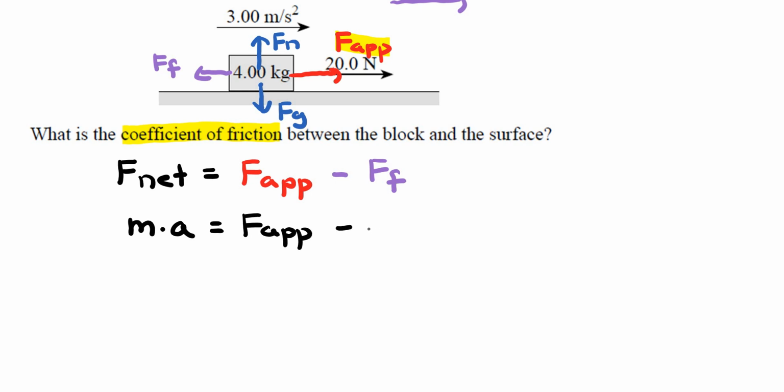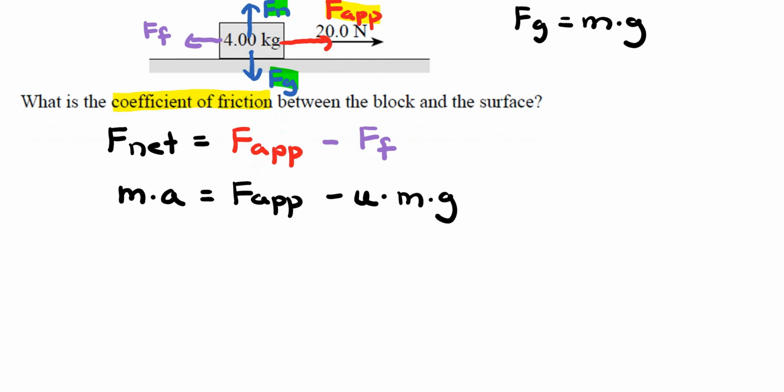minus, well, force of friction is the coefficient of friction times the force normal, and we know that the force normal, which I'm highlighting in green, is equal to Fg, so I can erase the Fn and just write Fg. And we know Fg is just equal to the mass times the acceleration due to gravity. So instead of writing Fg, I can write m times g. Okay, so there you go.